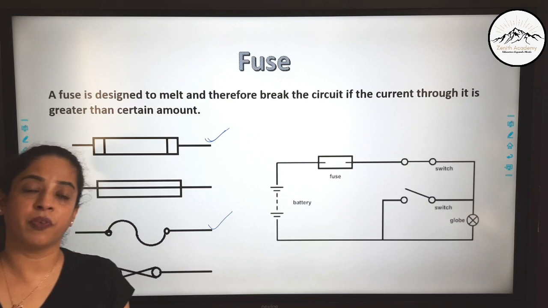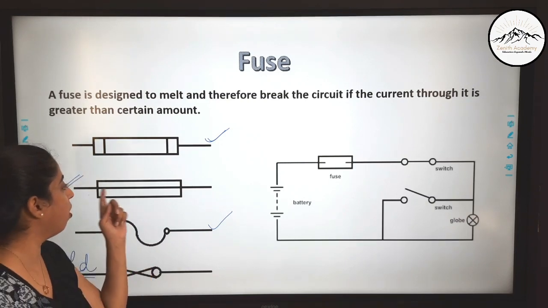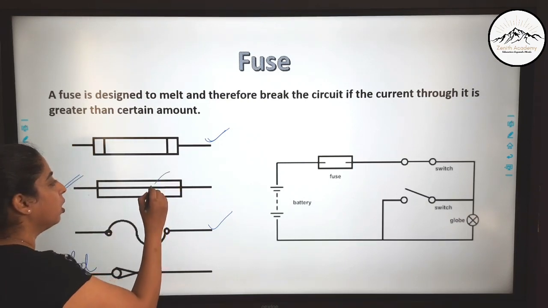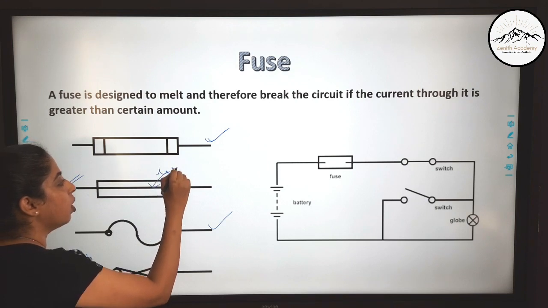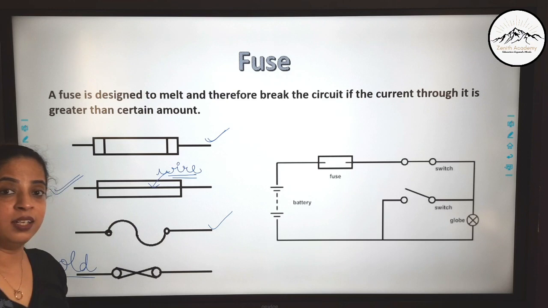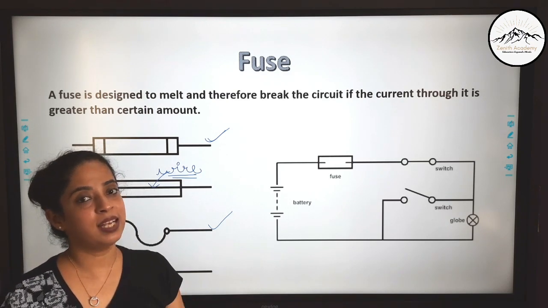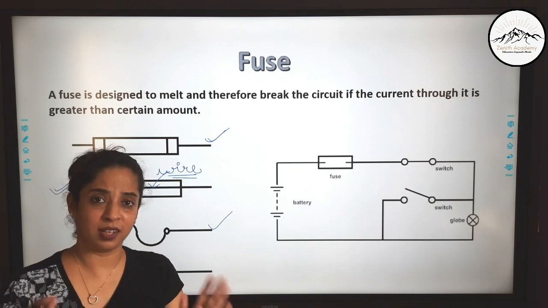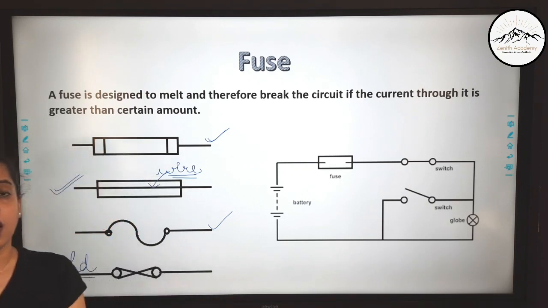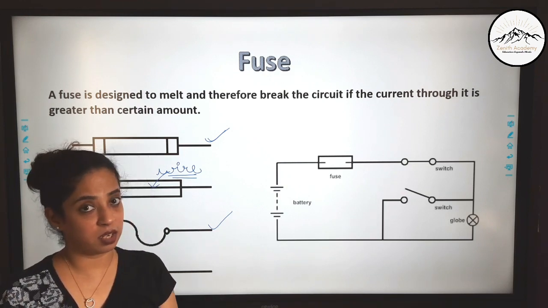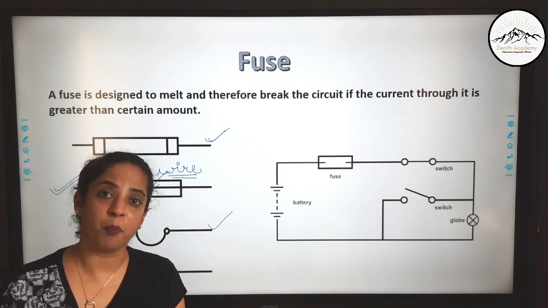Now, students, fuse is made up of a wire. Now, this wire is an alloy of the type that it has a very low melting point. That is, it melts at a low temperature, at a particular temperature that we want. Now, when it melts, it breaks, it stops the flow of current in the circuit. Now, why is it important?